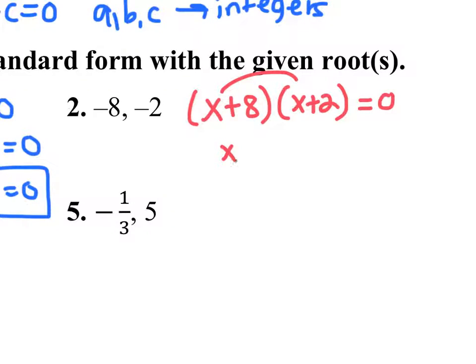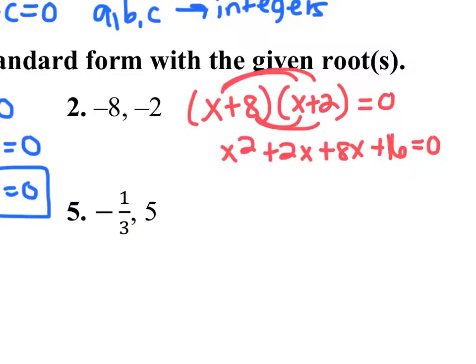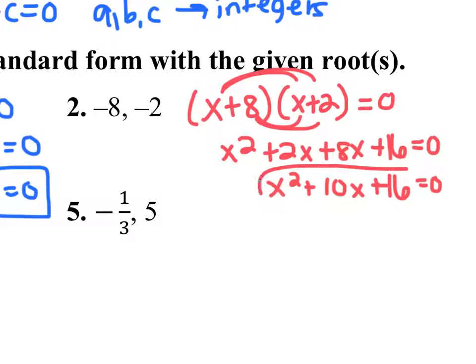Again, not in standard form, so you've got to multiply it out. x squared plus 2x plus 8x plus 16 is equal to 0. So x squared plus 10x plus 16 is equal to 0. That's your quadratic in standard form that has the roots negative 8 and negative 2.